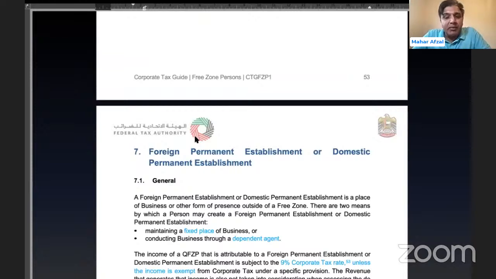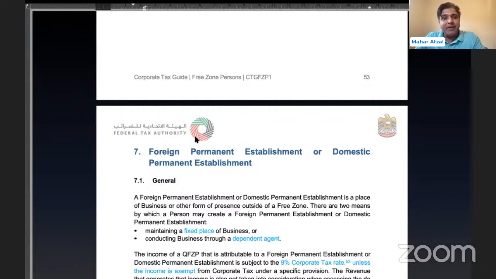Foreign PE or domestic PE, we have already discussed. There is a possibility that a mainland company has a branch within the designated zone, or a free zone company has a branch on the mainland or out of the UAE. So they will basically become a PE. We know what a PE is: a fixed establishment, a fixed place of business, or anyone who is exclusively working for the qualifying free zone person, it will be considered a PE, permanent establishment. Once the PE is there, as we have already discussed, the income of the PE, even domestic PE, even foreign PE, will be straightforward subject to tax at 9%.